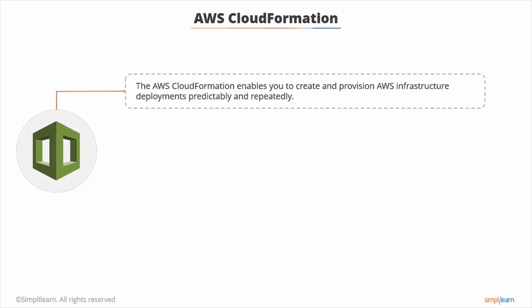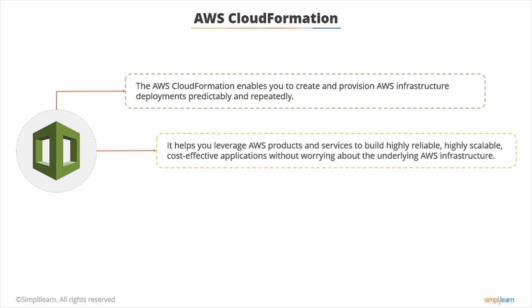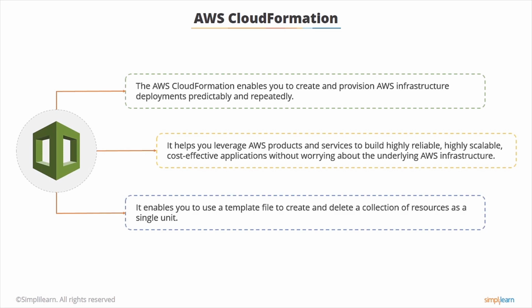AWS CloudFormation enables you to create and provision AWS infrastructure deployments predictably and repeatedly. It helps you leverage AWS products such as Amazon Elastic Compute Cloud, Amazon Elastic Block Store, Amazon Simple Notification Service, Elastic Load Balancing, and auto-scaling to build highly reliable, highly scalable, cost-effective applications without worrying about creating and configuring the underlying AWS infrastructure. AWS CloudFormation enables you to use a template file to create and delete a collection of resources together as a single unit or a stack.